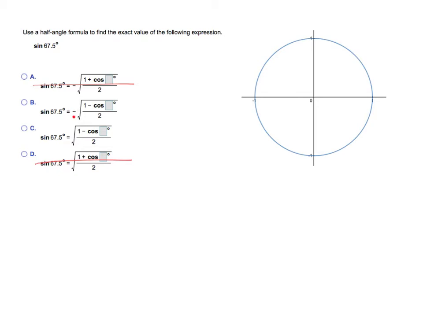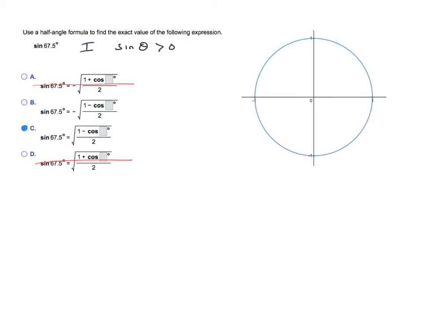And then it's either that you have a positive or negative in front of this square root. How do you figure out which one it is? That depends on this angle here, 67.5 degrees. You can locate where this angle is. By that I mean which of the 4 quadrants contains 67.5 degrees. And from that, you can determine if sine is going to be positive or negative. 67.5 degrees is in the first quadrant, and sine of any angle in the first quadrant is positive. This means that we want to choose C. It's going to be the positive square root of 1 minus cosine of some angle over 2.